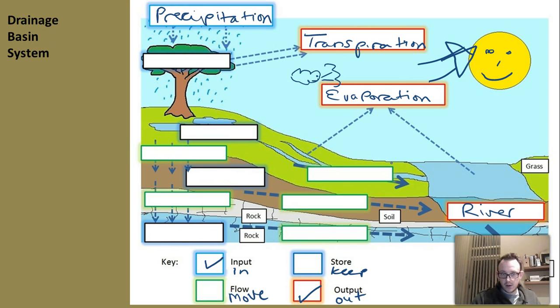The next bit is how that water actually moves around. Now, if you think about it, we've done a couple of these already. We did the water that runs over the surface, which is surface runoff. And we did the water flowing through the soil or through the ground. This is called throughflow. And then there's another one here, which is right down in the depths of the ground in the water table, and this is called groundwater flow.